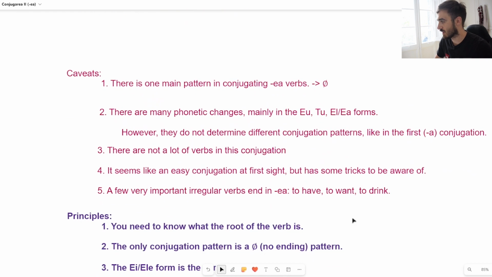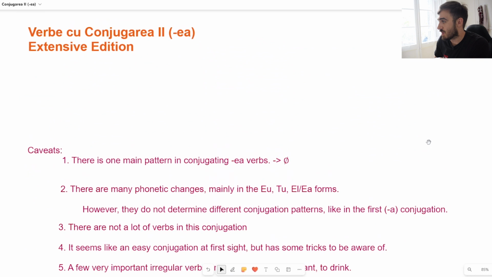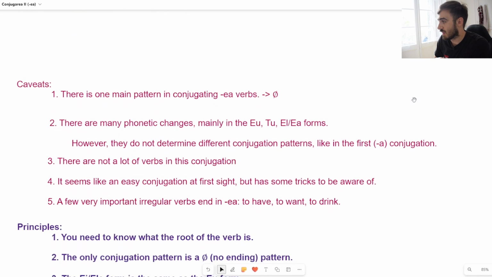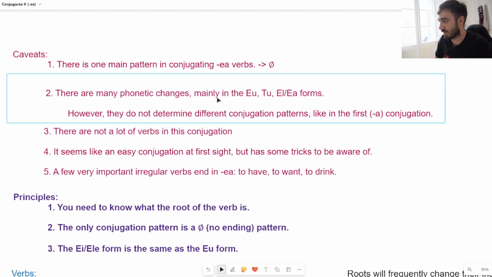As always, we have some caveats, some things for you to be aware of before you even start learning it. The main pattern that I mentioned in the beginning is also very similar to the main pattern in conjugation A, and it's the no ending pattern.